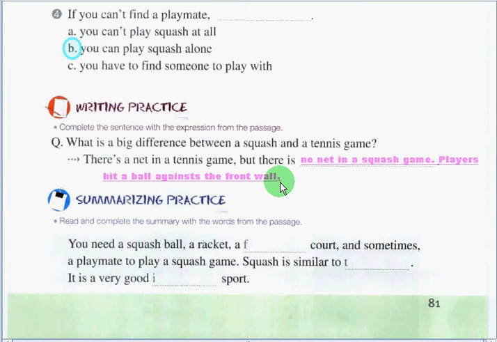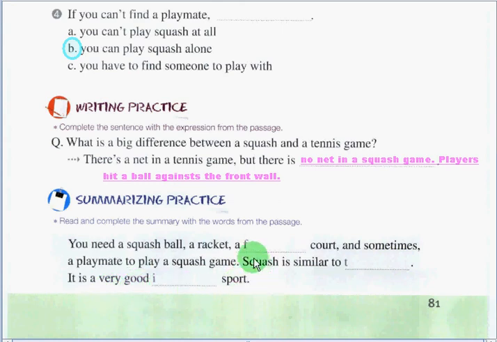So now, let's proceed to the last activity, which is the summarizing practice. In this part, we will read and we will complete the summary with the words from the passage. Are you ready now? So let's start. You need a squash ball, a racket, a blank court, and sometimes a playmate to play a squash game. Squash is similar to blank. It is a very good blank sport.